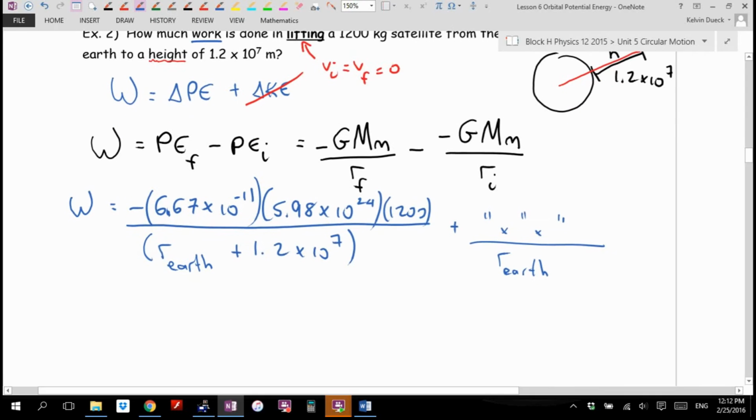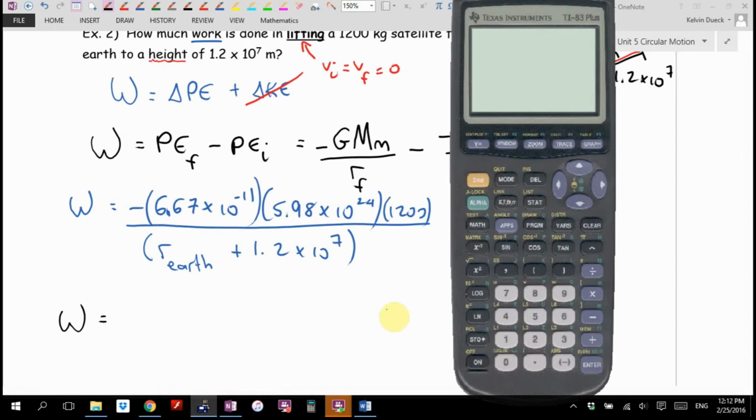So you ready? You got your calculators out? Here's how I'm going to type this. I'm going to very carefully type in the first expression. So negative 6.67 scientific notation negative 11 times 5.98 scientific notation 24 times 1200. And I usually pause here. I double check because I want to make darn sure I get this right because I'm going to be repeating it for the second one. So far, so good, Clay?